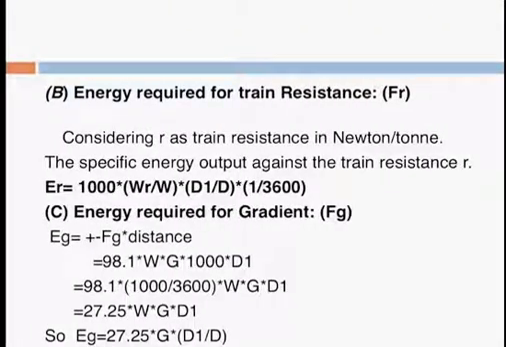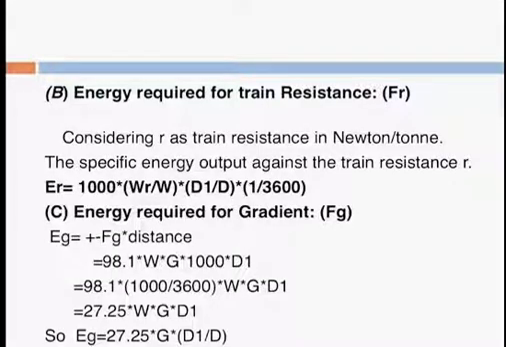The second equation is for overcoming resistance. The energy required to overcome resistance can also be obtained from the tractive force that was required to overcome resistance, considering small r as the train resistance which is measured in Newton per tonne. So the specific energy output will be ER equal to 1000 multiplied by WR by W multiplied by D1 by D multiplied by 1 divided by 3600.